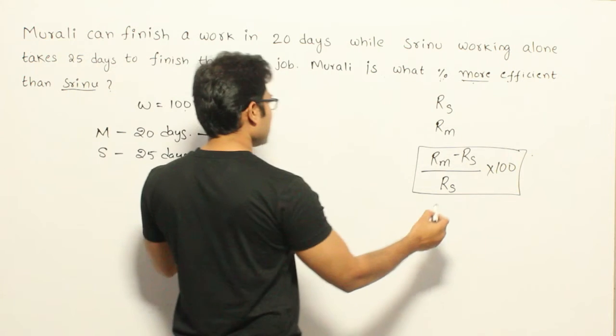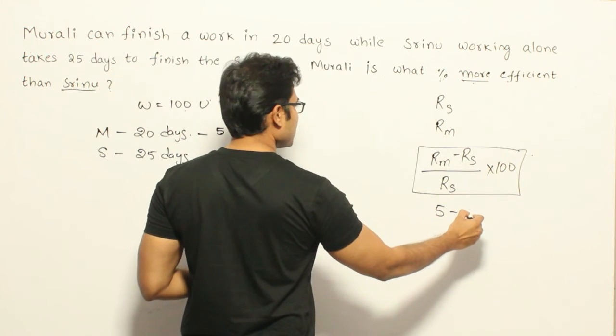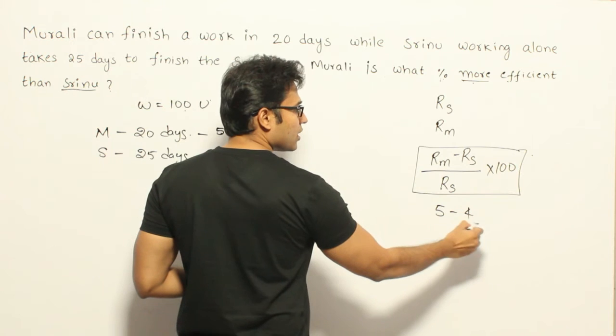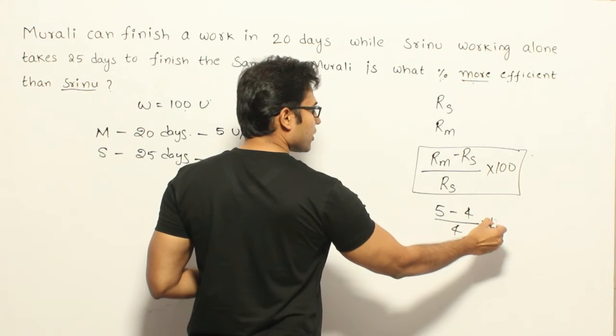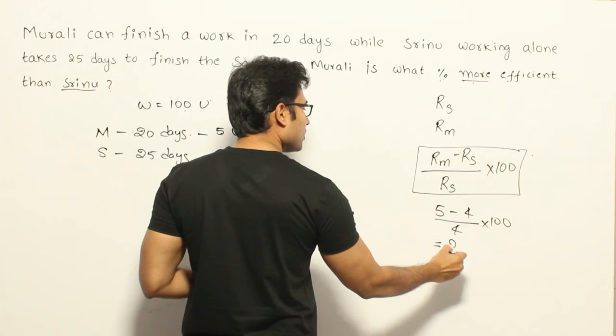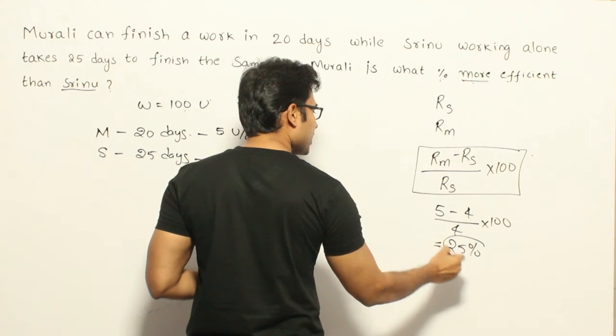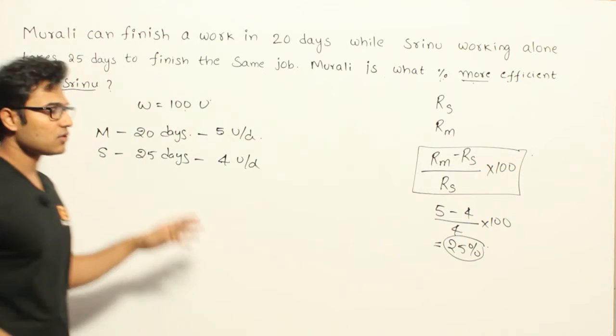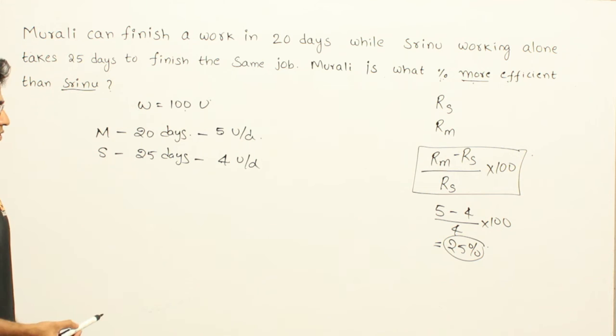So what is the rate at which Murali is working? 5, minus the rate at which Srinu is working, 4, divided by 4, into 100. So what is it? 25% more is the answer. Got it? So what percent efficient? 25% efficient. Okay, that is one way of solving it.